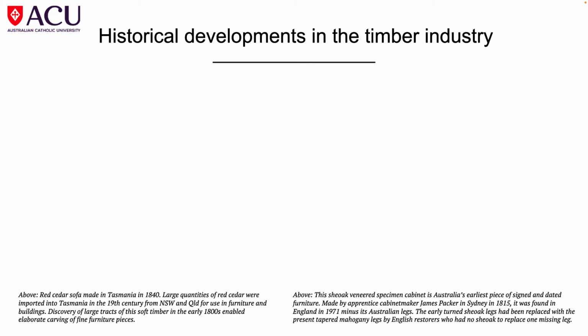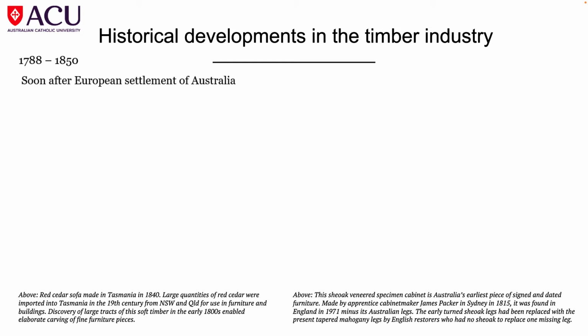So let's start from the beginning. We'll break it up into a few different time periods. So let's look at the early colonial period from 1788 through to around about 1850. And those of you who know a little bit of Australian history could probably work out what's going on at the beginning and what's going on at the end of those dates.